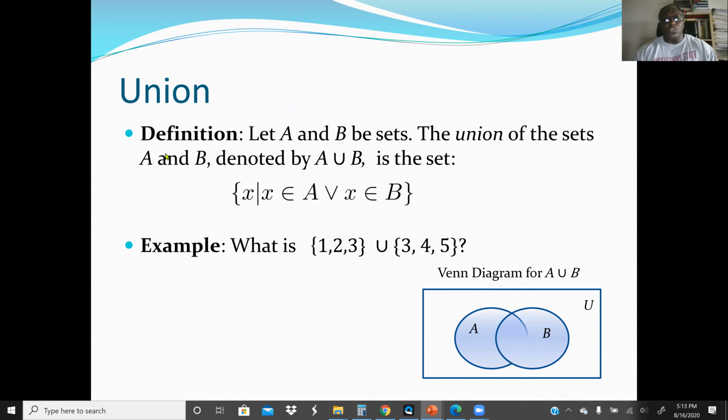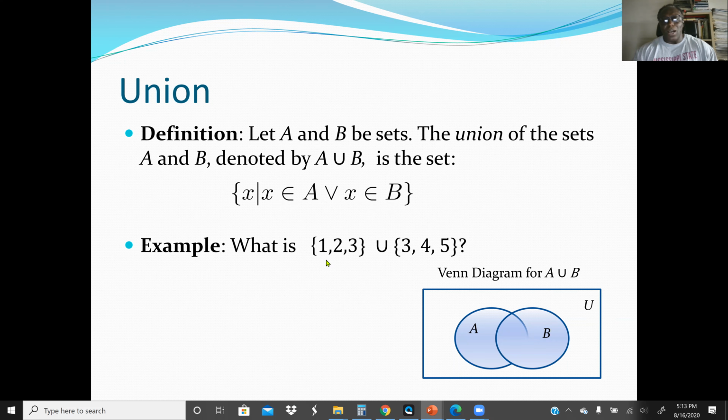So let's start with the set operations. And here we start with the union. A union means if I have two sets, let's say A union B, it means all the elements in set A or all the elements in set B. So the definition says, if we have two sets, A and B, the union of the two sets will be all the elements in A or all the elements in B.